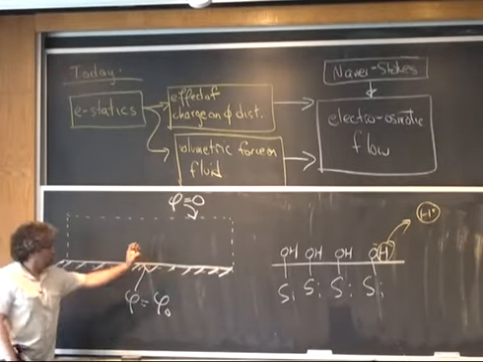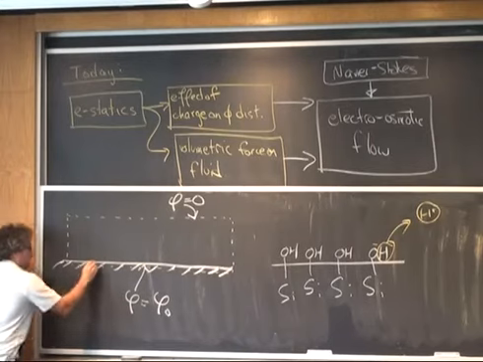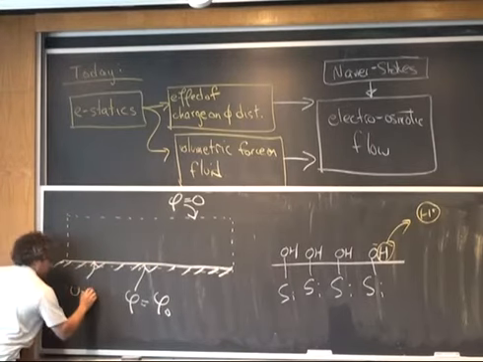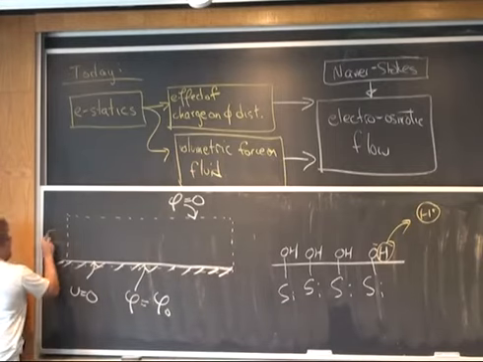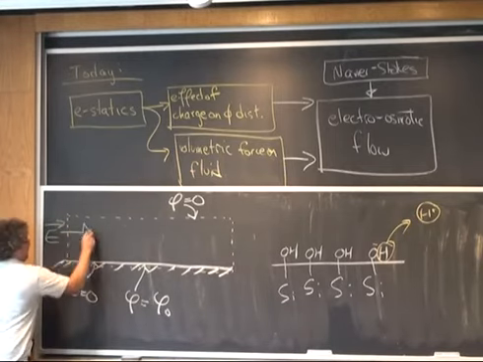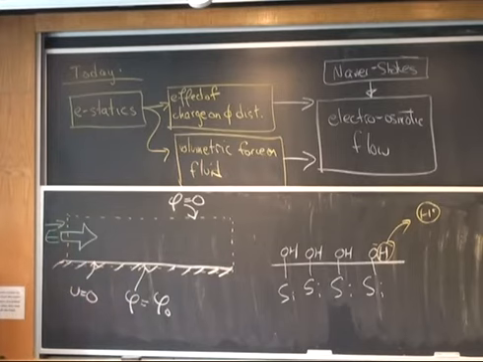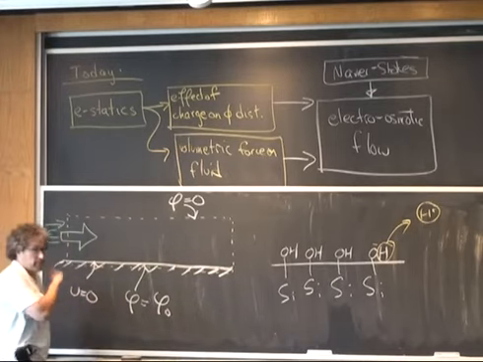I'm going to consider flow parallel to this wall, and I'll apply the no-slip condition. And the question I now want to ask is, let's suppose I apply an electric field to this system that's parallel to this wall. I want to know what happens in the flow.